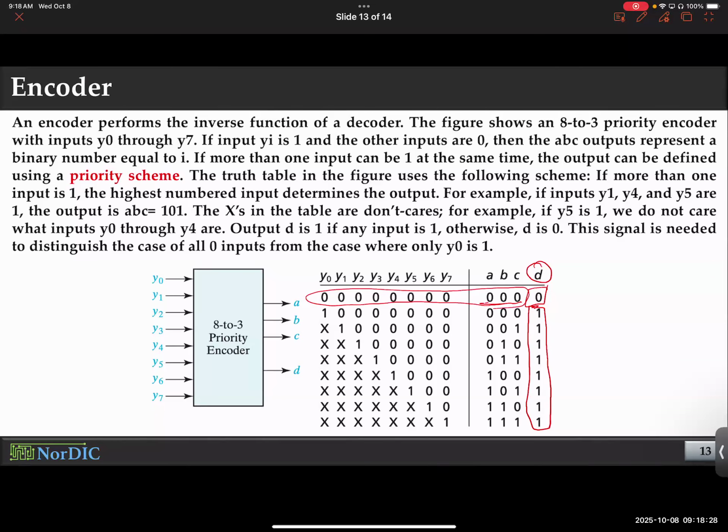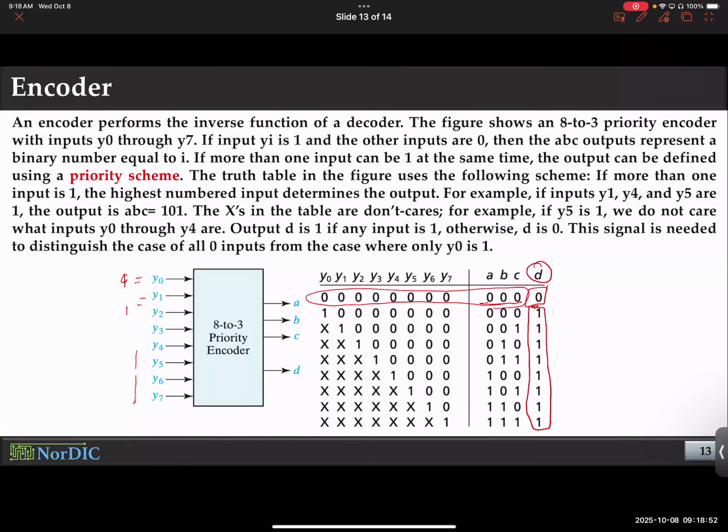Notice, I'm portraying an encoder as a circuit that creates an output based on which of the inputs is activated. Okay. So if y0 is 1, do something. If y1 is 1, do something else, and so on. But what if there appears a situation where none of the inputs are activated?